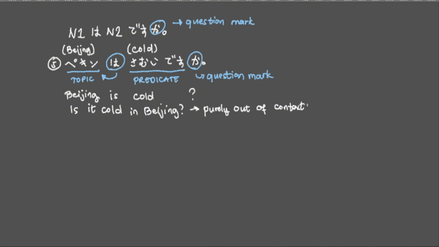Now, 北京は寒いですか? 北京, Beijing, は, 寒い, cold, ですか? Is it cold in Beijing? Again, as I mentioned earlier, we don't answer this with そうです or そうじゃありません. そうです means that's right.